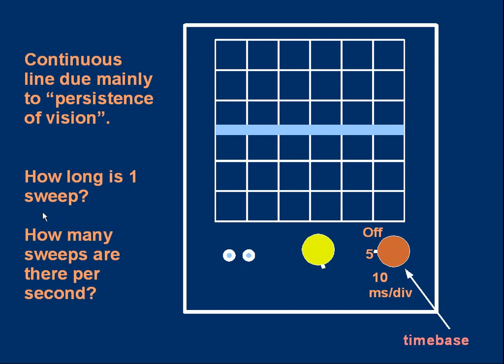First, how long is one sweep? A sweep is one movement of the spot from the left all the way to the right. And the second question is, how many sweeps are there per second? Pause the video, see if you can work out the answer to those questions.